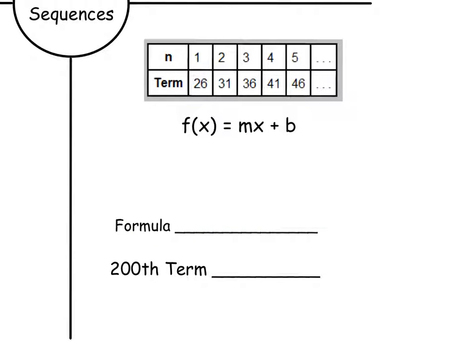All right, one more example for arithmetic sequences. I can see that the common difference here is plus 5 each time. So I can write my formula, f of x equals, again, m here would be 5, so 5x, and then I have to work backwards and find the zeroth term. So what plus 5 is 26? Well, that would be 21, so my formula is f of x equals 5x plus 21, and the 200th term would be 1021.